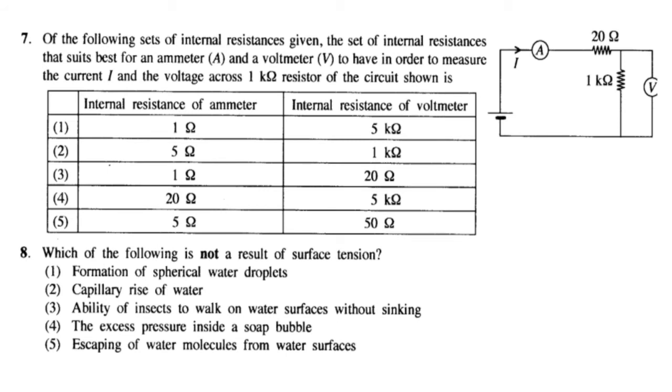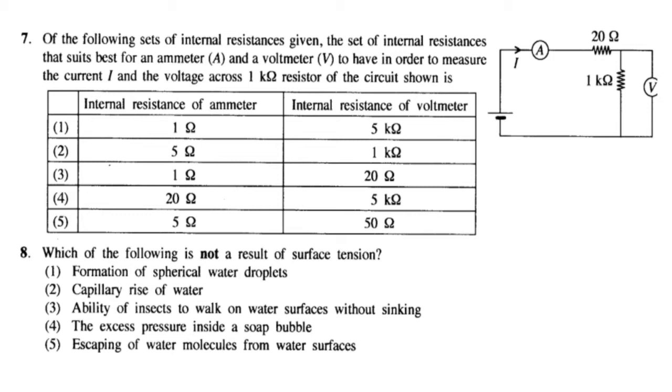An ammeter and a voltmeter are connected in the circuit. They are asking for the best sets of values for the ammeter resistance and the voltmeter resistance. Ammeter resistance must be very small, and voltmeter resistance has to be very large. So when you compare the answers given, you get 1 ohm resistor as the lowest for the ammeter and 5 kilo ohm resistor for the voltmeter. So answer is 1.